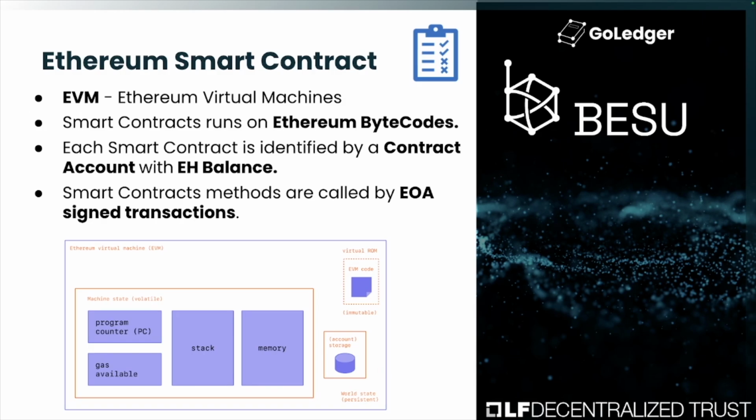Each smart contract is associated with a unique contract account. This account stores the contract's code and also maintains an Ether balance. To interact with smart contracts, EOA holders use their private keys to sign transactions, and these transactions are sent to the smart contract, calling specific methods or functions and triggering the execution.